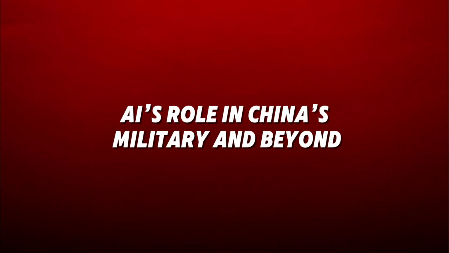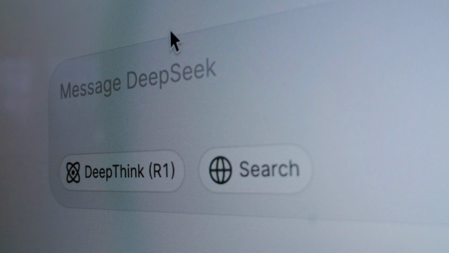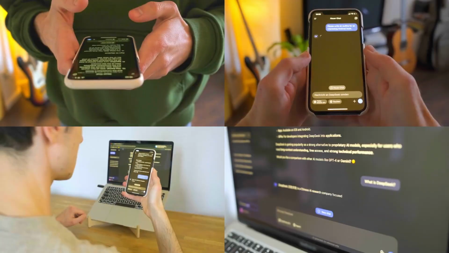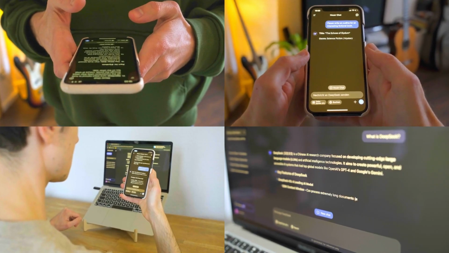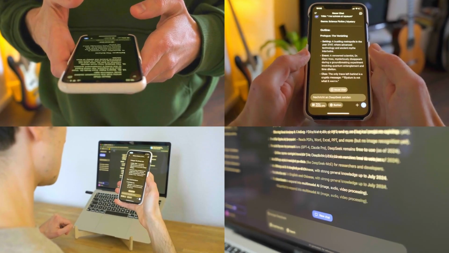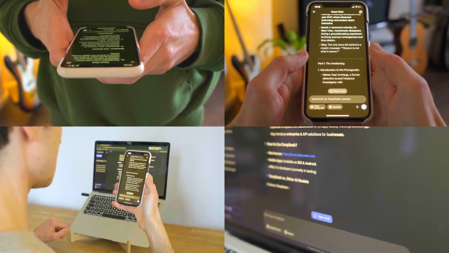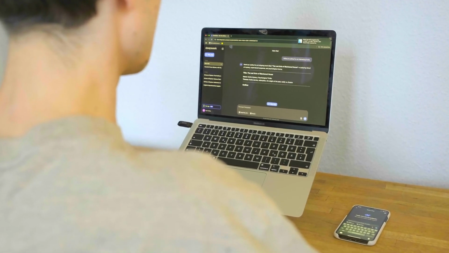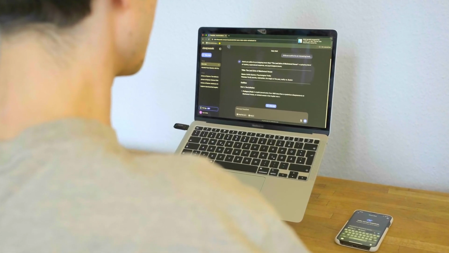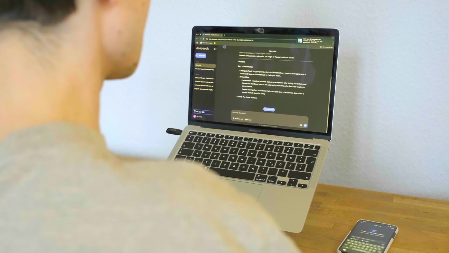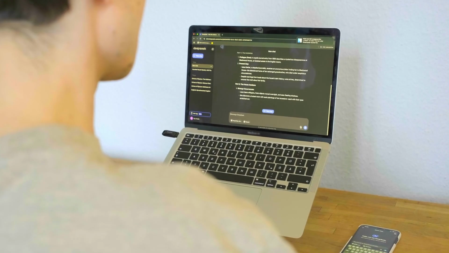AI's role in China's military and beyond. As if the tech world wasn't already buzzing about DeepSeek's capabilities, it's now making its way into China's military. The People's Liberation Army, PLA, is reportedly experimenting with DeepSeek's AI for non-combat tasks, such as assisting with diagnostics in hospitals. This test run is seen as a way for the military to assess the AI's reliability before deploying it in more critical operations like controlling drones or analyzing satellite imagery.